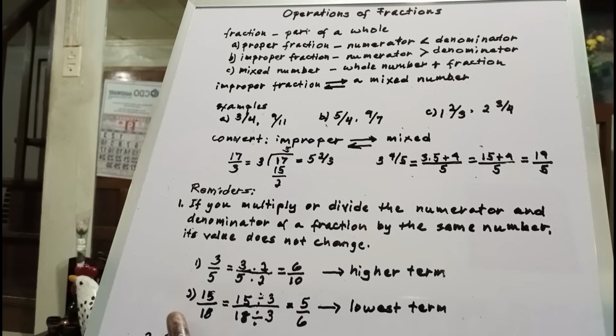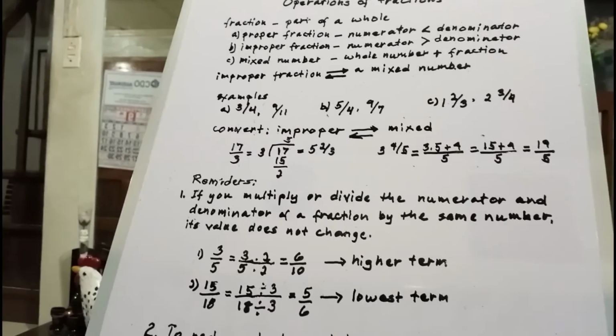And second example, 15 over 18. So divide by the same number. 15 divided by 3, where you have 5. And 18 divided by 3, where you have 6. So the answer is 5 over 6, which is expressed in lowest term. So let's go to the second part.